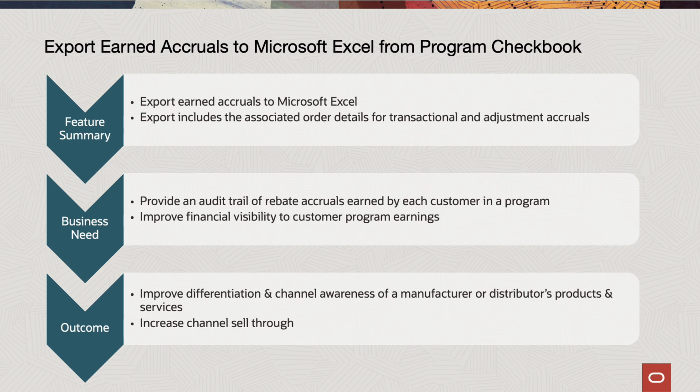This helps program managers and claim analysts to understand the accruals that make up the earned amounts for a customer and program. Use these details to research accruals to understand if manual adjustments are required for a program or to provide you additional information on how accruals are derived from invoiced orders. This feature serves as an audit trail of rebate accruals earned by each customer in a program.